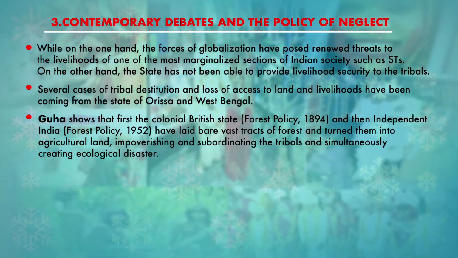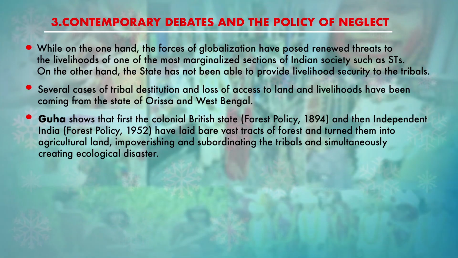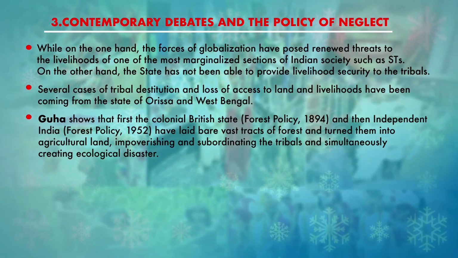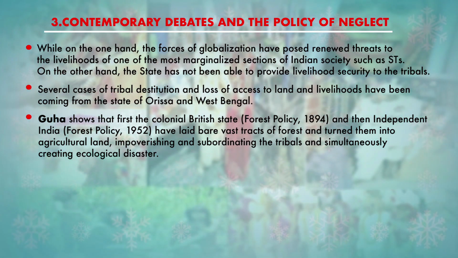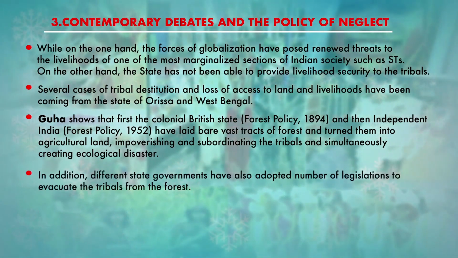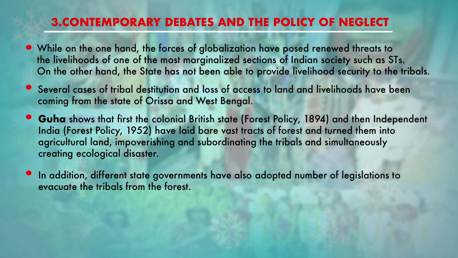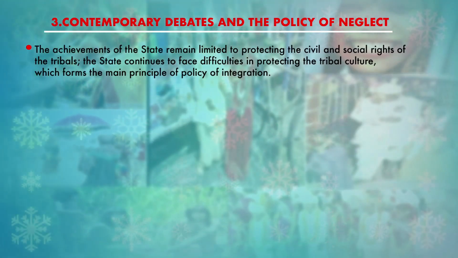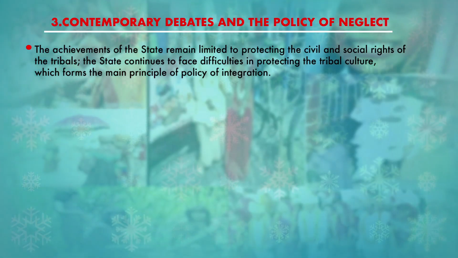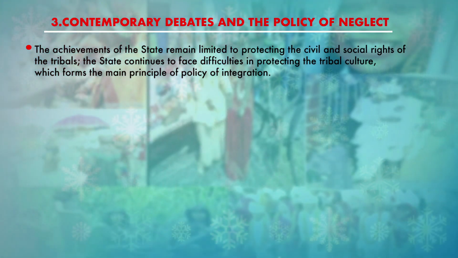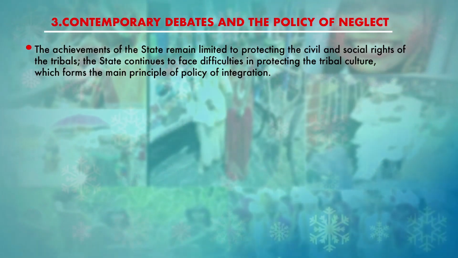Guha shows the first colonial British state and then independent India have laid bare vast tracts of forest and turned them into agricultural land, impoverishing and subordinating the tribals and simultaneously creating ecological disaster. In addition, different state governments have also adopted a number of legislations to evacuate the tribals from the forest. The achievements of the state remain limited to protecting the civil and social rights of the tribals. The state continues to face difficulties in protecting the tribal culture, which forms the main principle of the policy of integration.